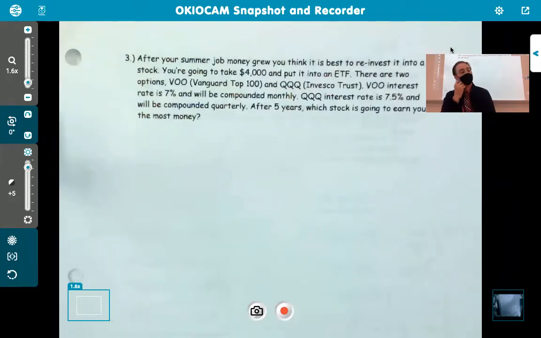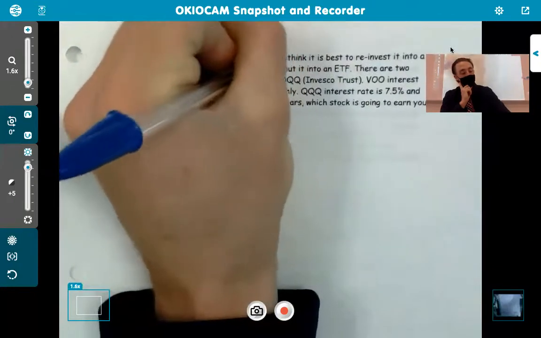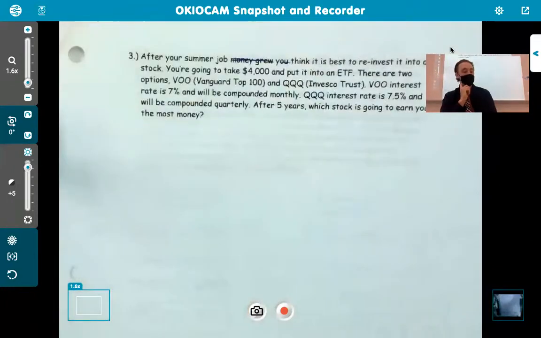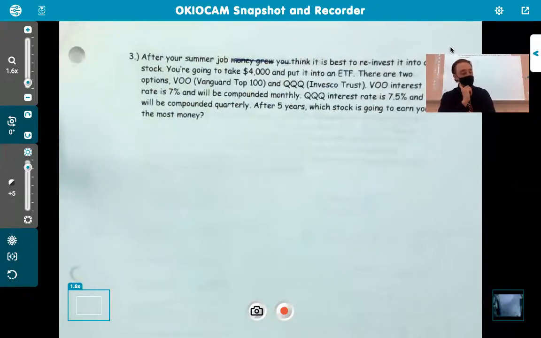All right. Number 3, after your summer job, you think it is best to reinvest it into a stock. So the money that you gained, you want to reinvest into a stock.